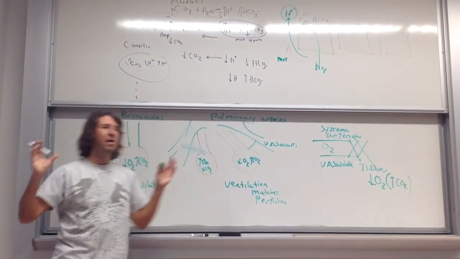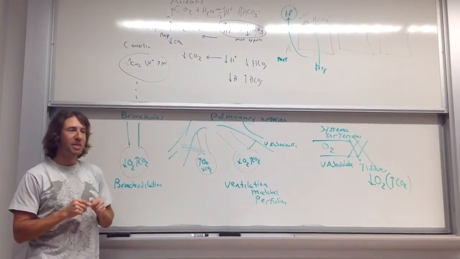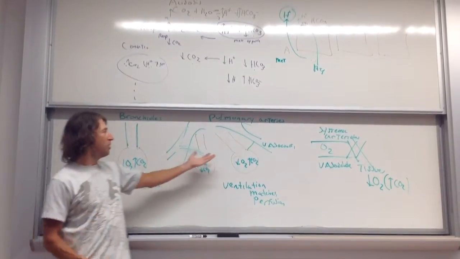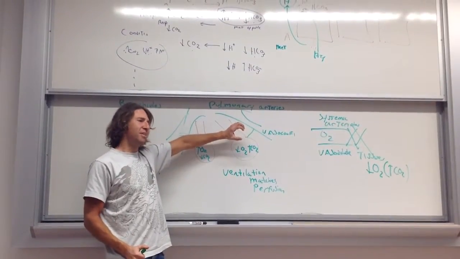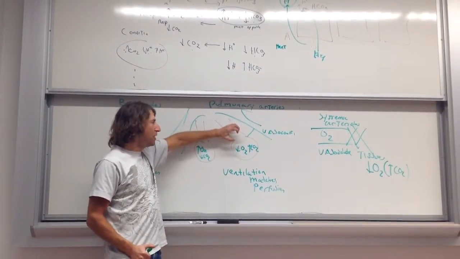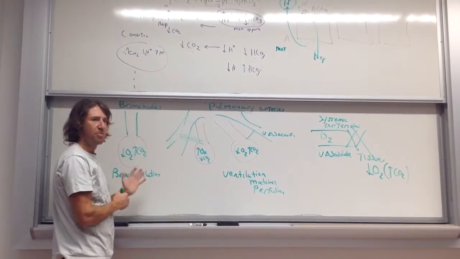We want these things to match because our job is to maximize what we're picking up in the lungs. We don't need to go places that we don't want to go. We literally don't want to use parts of our lungs unless we need them. So we'll have these constricted. These will constrict. All the blood will be directed to where we want it to be.